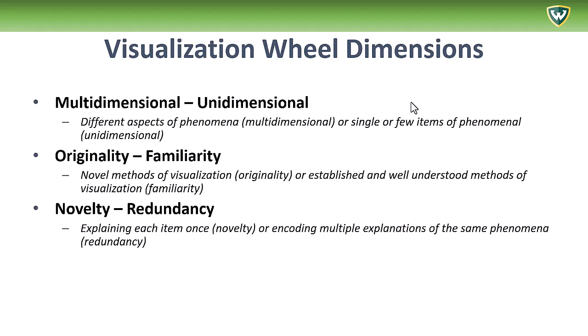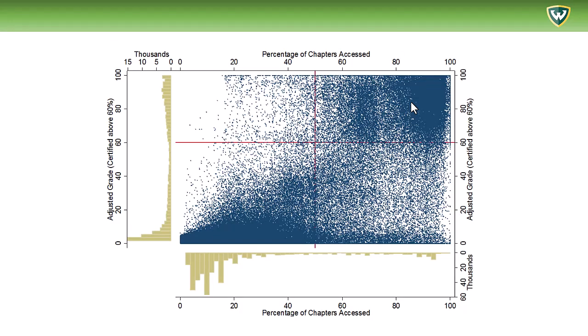So multidimensionality is the different aspects of phenomena or single view of items. Would you say this is multidimensional or unidimensional? Well, at least two dimensions, right? So on the x-axis we have one dimension, which is about chapters. On the y-axis we have another dimension, and actually we have another dimension here with the thousands, which is for the histogram.